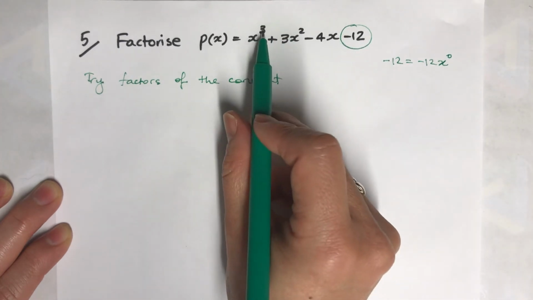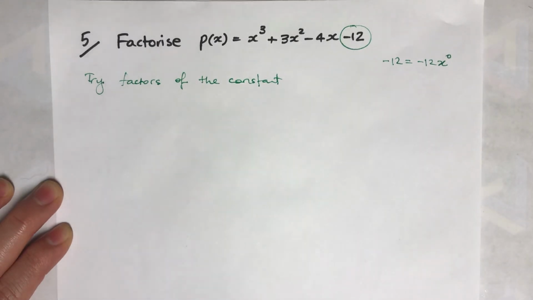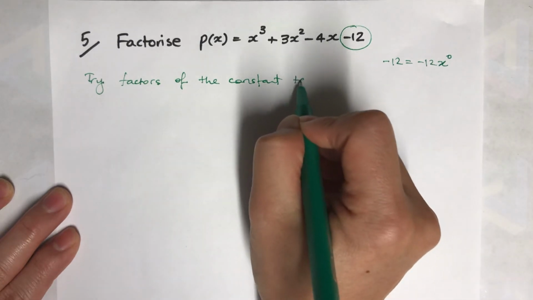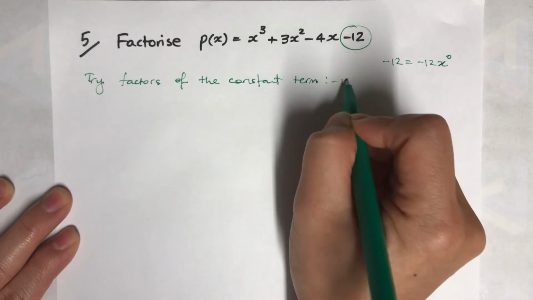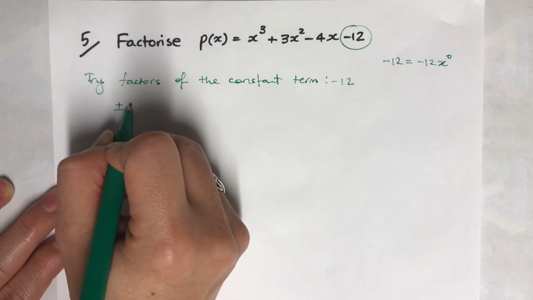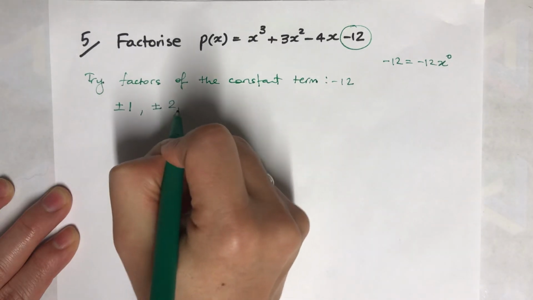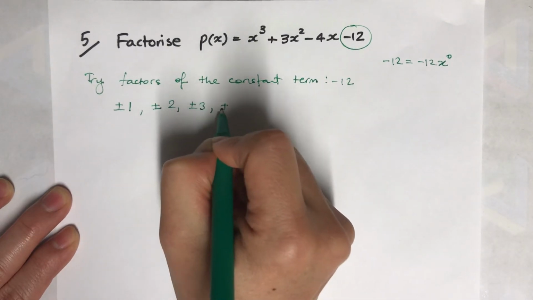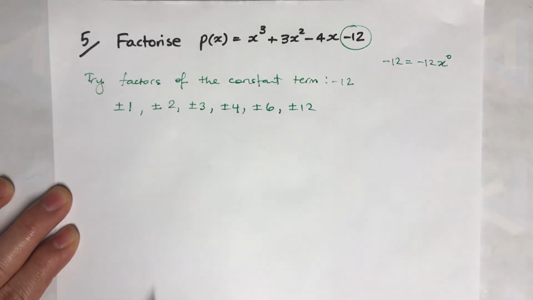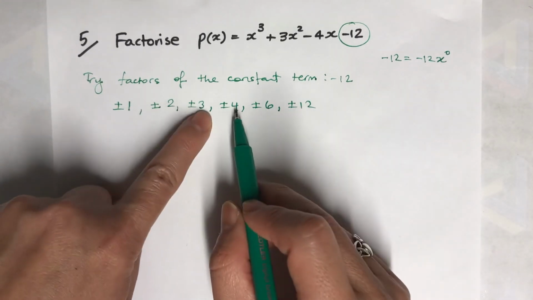It should have like a power of 3, 2, 1, 0. Okay, when you say constant term, it's always an x to the power of 0. That's what it's referred to. Constant term, which is minus 12. Factors of minus 12 will be what? Plus minus 1 and plus minus 2, plus minus 3, plus minus 4, plus minus 6, plus minus 12. So, you know, factors, 1 times 12 is 12, 2 times 6 is 12, 3 times 4 is 12.